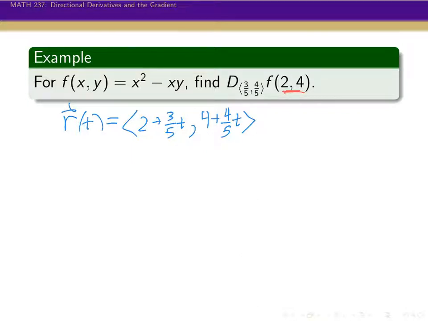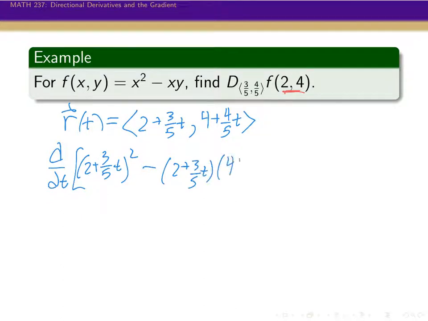And so when we plug this in, we're going to be taking the derivative of, so plugging this in here, we're going to have, let's just actually plug this in, (2 plus 3/5 t) squared minus (2 plus 3/5 t)(4 plus 4/5 t).